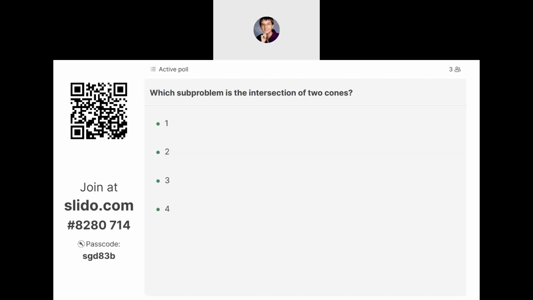So, subproblems, right? We had a set of subproblems, and when we were talking about them, we said that each of these is like solving a type of geometric problem. We had one that was the intersection between a cone and a plane, one that was a cone and a sphere, and one that was the intersection of 2 cones.